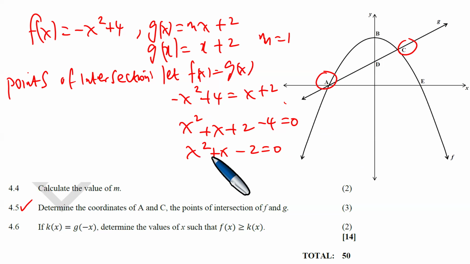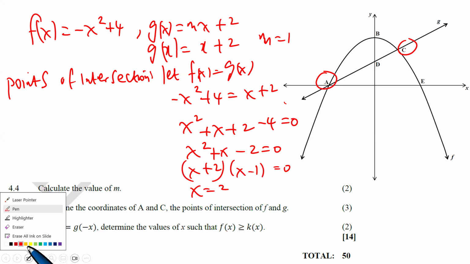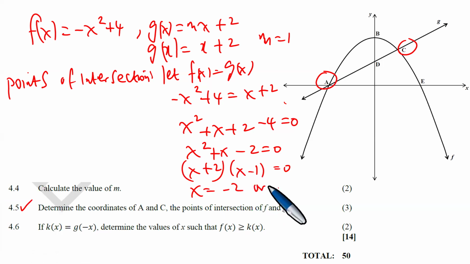Next, what do we do? x plus 2, x minus 1. What's the answer? What do we do? x minus 2, x minus 1.